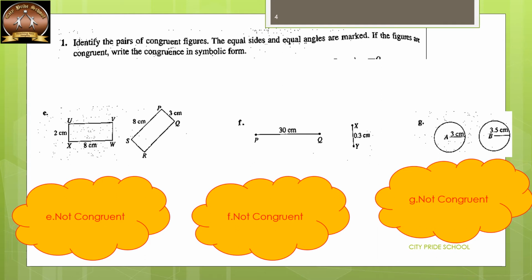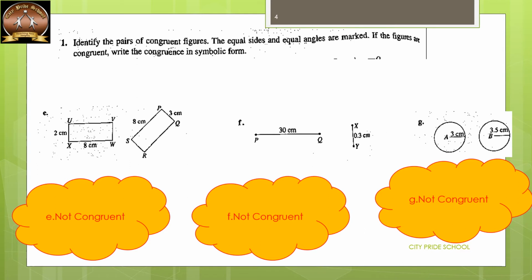Now let us continue with our question number E. Here you have a rectangle in the first case. You can see the rectangle XWVU has length 8 cm and breadth 2 cm, whereas the second rectangle PQRS has length 8 cm but breadth 3 cm. So these two cannot be congruent because the breadth in one case is 2 centimeters and in the second case it is 3 centimeters. So the figures are not congruent.